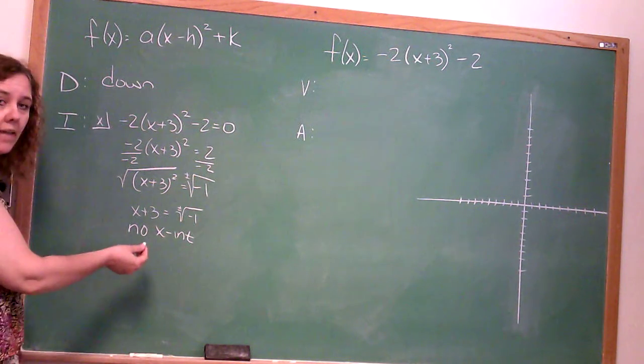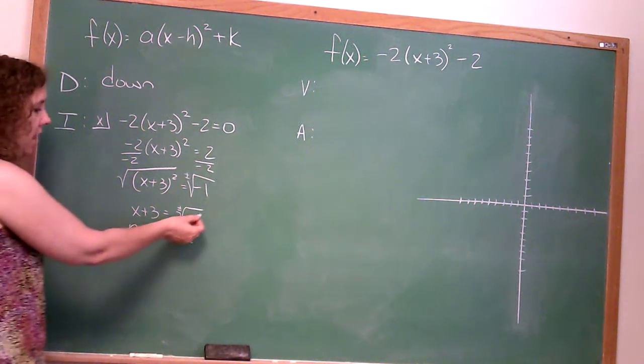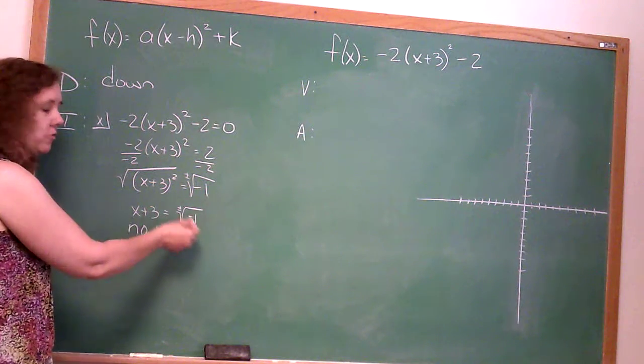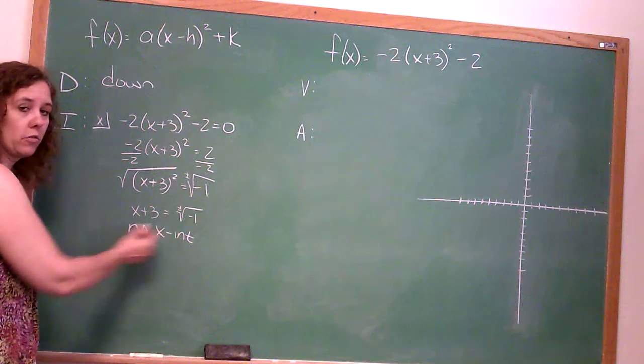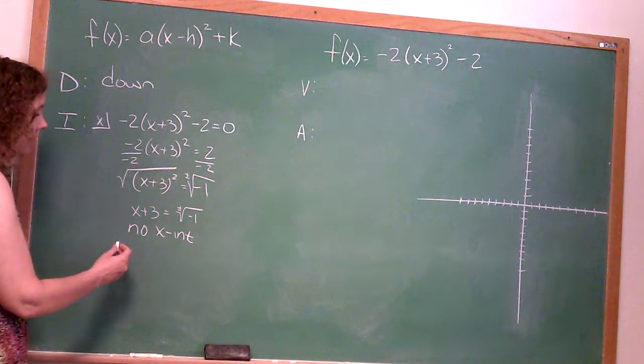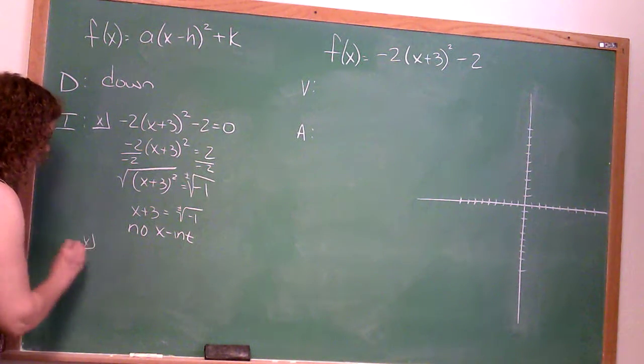Now you need to actually write that on your paper, because if you don't write that down, what that's going to tell me is I saw this negative value right here and I didn't know what to do with it. I didn't know what that meant. So make sure you go through to actually write down that there are no x-intercepts. Alright, now let's find the y-intercepts.